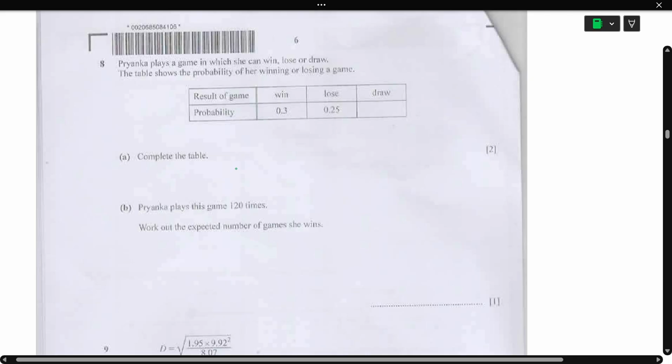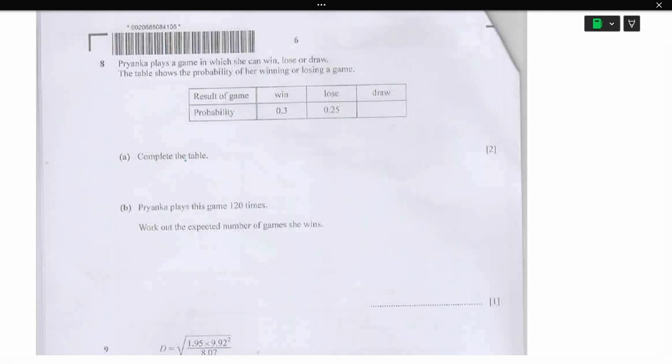Priyanka plays a game in which she can win, lose, or draw. There are three chances. The probabilities are given. Complete the table. When you add up all the probabilities, it equals 1. So we'll add 0.3 plus 0.25, which is 0.55. Take that away from 1 because the total probability is 1. So 1 minus 0.55 is 0.45.